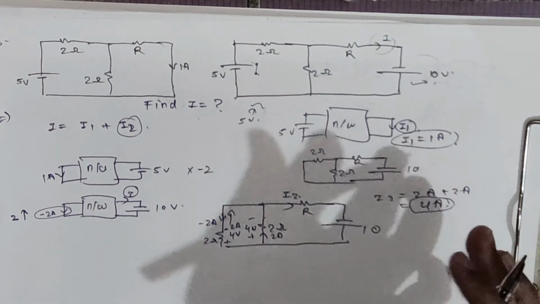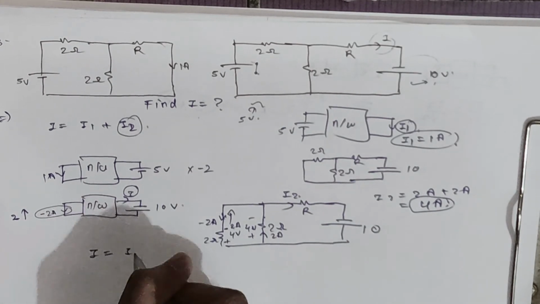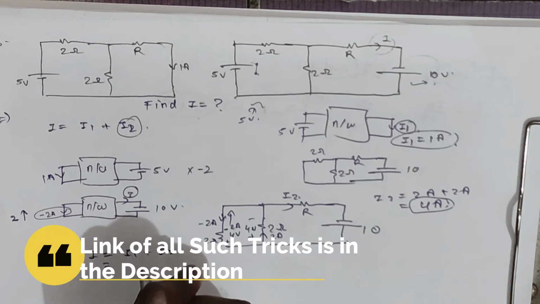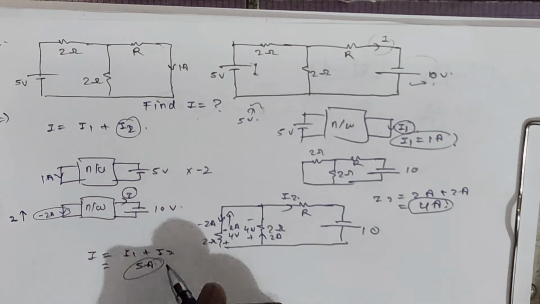So now we have both the currents I1 and I2, so we will say I will be nothing but I1 plus I2, which is 4 ampere plus 1 ampere, it is nothing but 5 ampere. So for this question this 5 ampere is the correct answer.